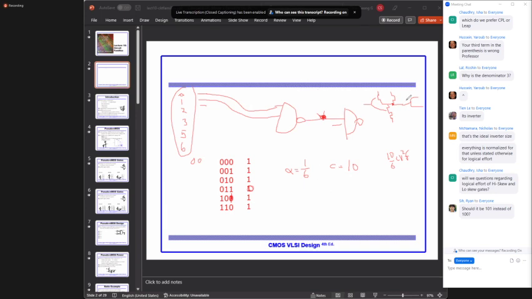So that every time we talk about capacitance here, 1 unit, it means actually 1 C here, 1 C here, 1 C here, and so on and so forth.